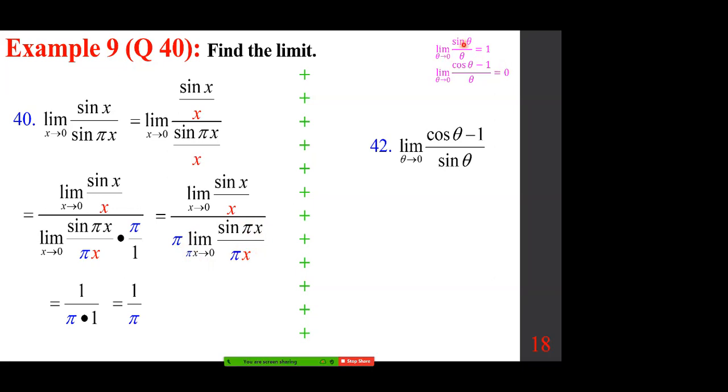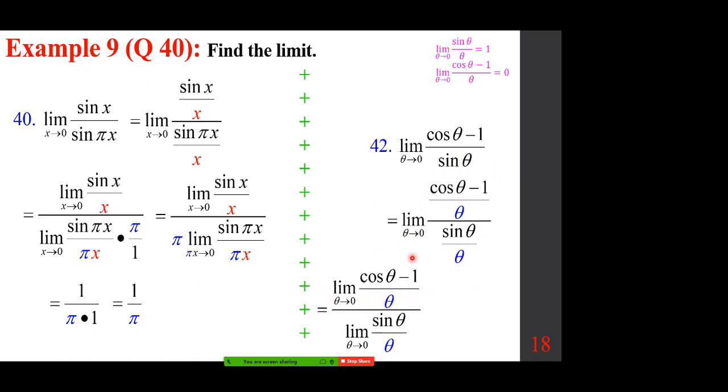This doesn't look like any of this, but the numerator looks like the numerator here, and the denominator looks like the numerator here. Why don't we divide the top and the bottom by theta? It's okay, right? I hope everybody can see that this expression is equivalent to this expression. I'm dividing the top and the bottom by theta, and I'm going to apply the limit laws.